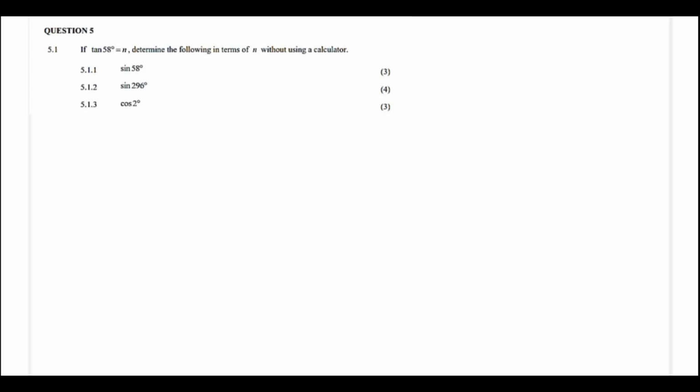Let's look at the question given to us. We are having tan 58 degrees equal to n. We are required to determine the following in terms of n.